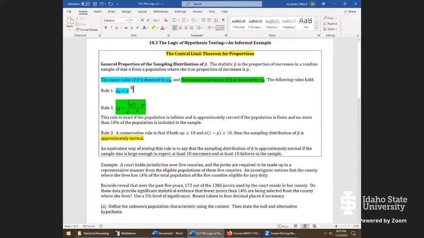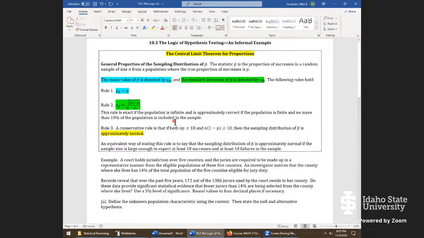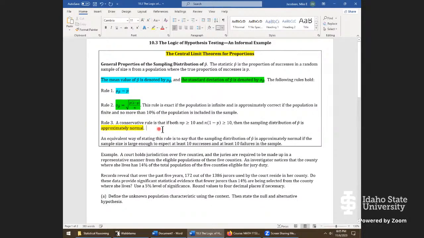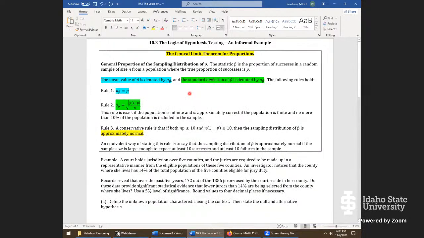Yeah, go ahead. Rule one is the center, rule two is the variability. Exactly, variability, or I'd say another good word for that might be spread. And then what did you say? Rule three? For this one, think of shape altogether. So, yep, you betcha. Other questions at the moment?